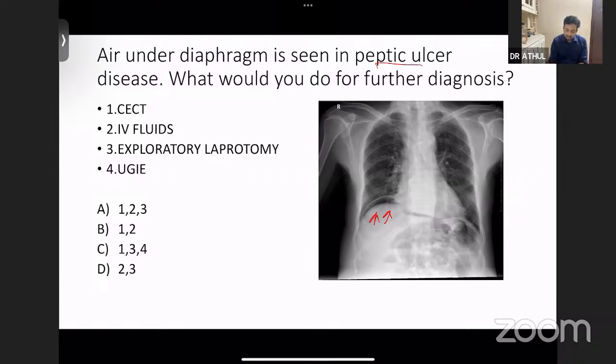So here the examiner was asking what you do further. Here you are able to see the air under the diaphragm. So there is no need for CECT because you are confident about the diagnosis. You should start IV fluids and you should operate on the patient. Okay, you should do an exploratory laparotomy. There is no need for UGI scopy. So the answer was 2 and 3.